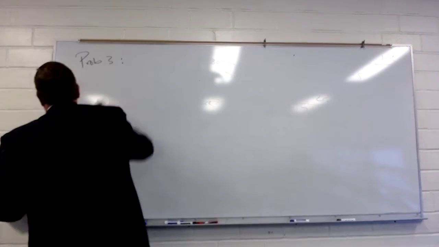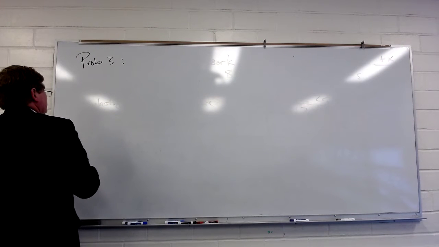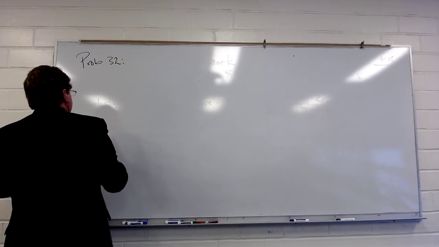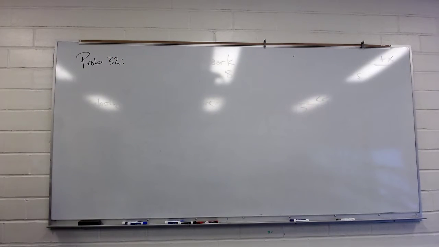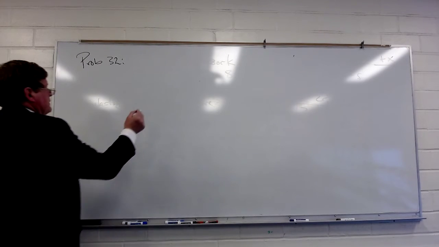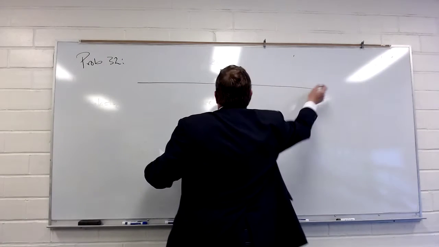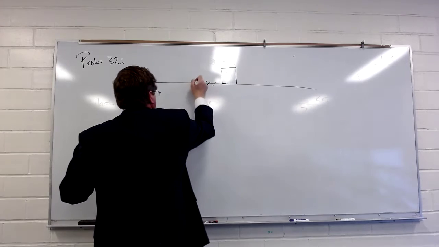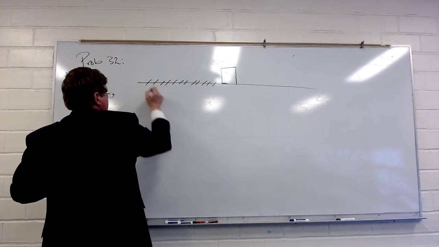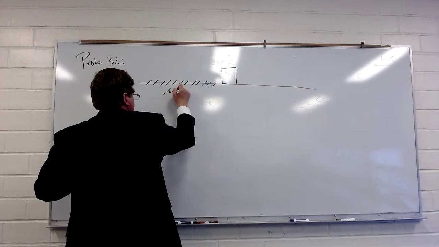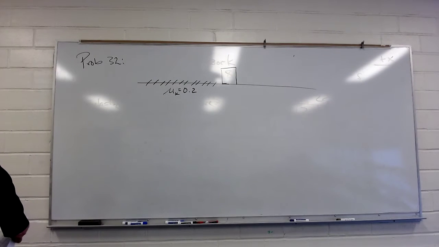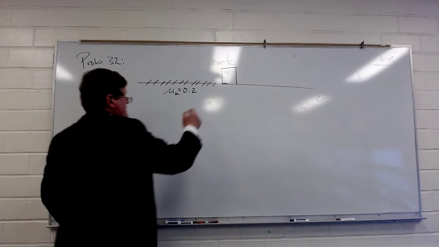The last problem is problem 32. Okay, and I've got to turn the page for that one. This one has everything going to the left. Okay, this time we've got a block. It's sitting in front of a rough patch with a coefficient of kinetic friction equal to 0.2. And this block has a mass of 6 kilograms.